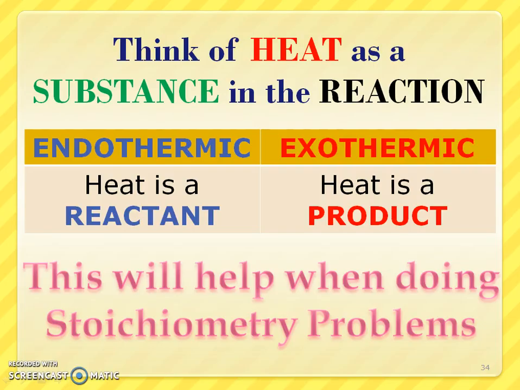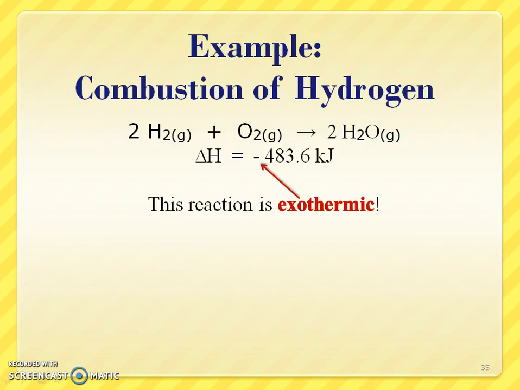So I always like to say, think of heat as a substance in a reaction. If the reaction is endothermic, I'm going to put heat as a reactant. And if the reaction is exothermic, I'm going to put heat as a product. And this is really going to help you when we're doing stoichiometry problems as well as equilibrium problems later on. So here's an example.